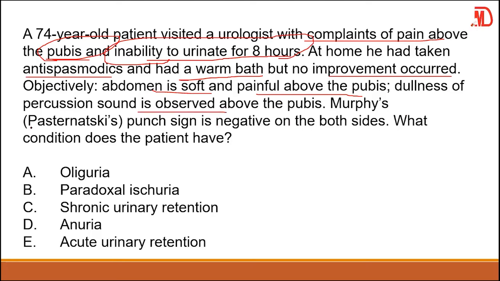Pasternatsky punch sign is negative. That's the costovertebral tenderness, right? It's negative. And we know that when that one is positive, apart from the fact that it can be a problem with kidney stones, it can also be a problem with what? Pyelonephritis. I think we have established these sort of things. So what condition is this patient having? And we have established the different diagnoses over here. So over here, you obviously know that this is what? An acute urinary retention.